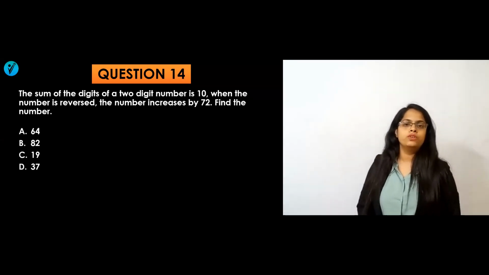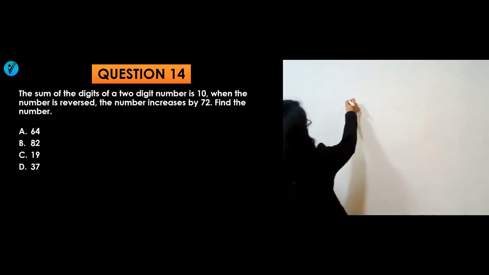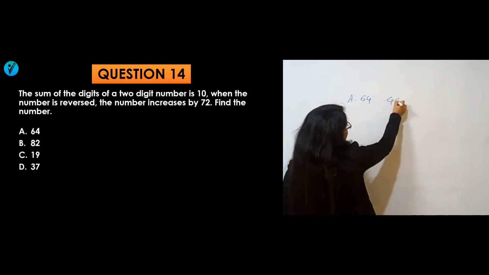So what can be those numbers? We will use the trial and error method here simply. Option number A, 64. If you reverse the number, it will be 46.